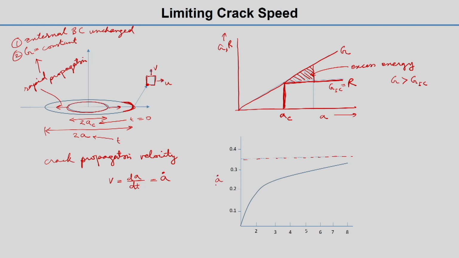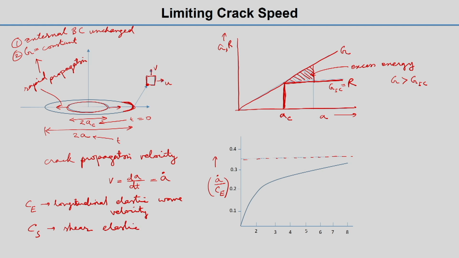So in the vertical axis, it is A dot, the crack propagation velocity, divided by the longitudinal elastic wave velocity. So here we should write CE as the longitudinal elastic wave velocity, and we'll write one more, CS, the shear elastic wave velocity. So this point corresponds to CS. Now on the x-axis it is A by AC, where AC is the critical length of the crack, and the crack length is now normalized. So you can check the details of the derivation.